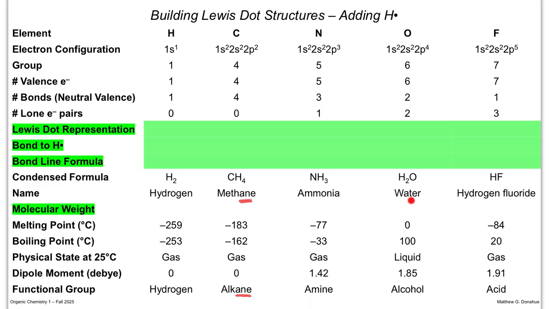Anything with an OH group is called an alcohol. So I created a bonus assignment there in Canvas for you to take your model kit and make methanol. So what is methanol?